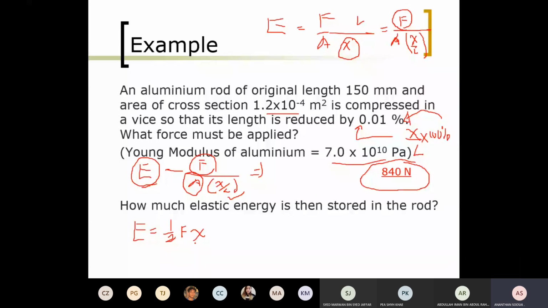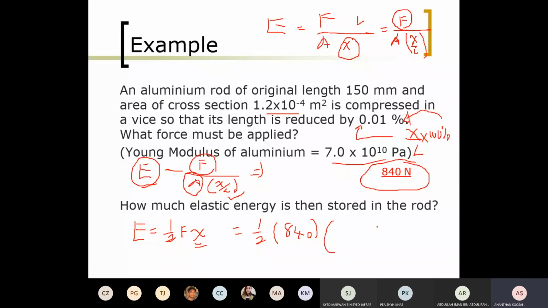Okay, so I think you need to do some work to find the extension. Force, you know already. So it's going to be half times F. F is how much? Where's F? Force applied? Oh, they didn't tell. How much energy, force you calculated earlier, 840 Newton. So force is 840 Newton.